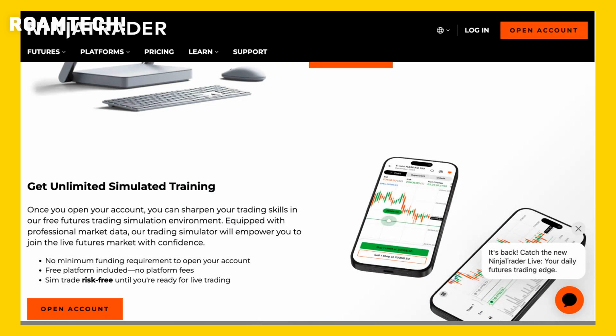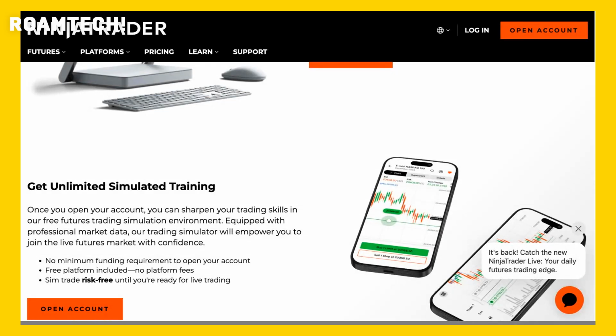A key strength of NinjaTrader lies in its highly customizable nature. Traders can tailor the platform to their specific needs and preferences through a variety of customizable windows, charts, and indicators. This level of personalization allows for a truly unique trading experience, catering to both novice and experienced traders.